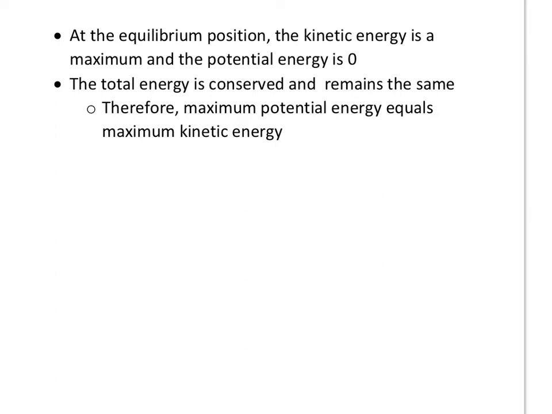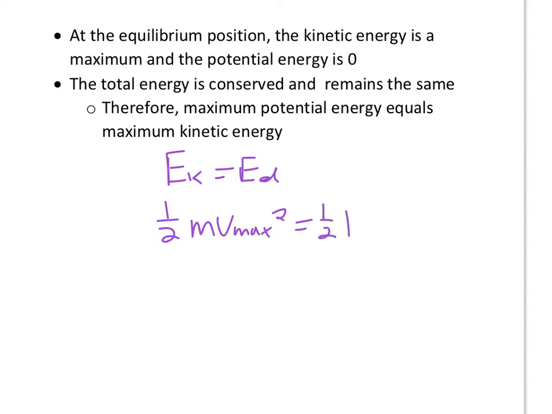Think back to the graphs that we were looking at. The block moved fastest at the equilibrium position, so that's where you'll have maximum kinetic energy. Because total energy is conserved and remaining the same, the maximum potential energy equals the maximum kinetic energy. So what that tells us is that EK will equal EEL, so 1/2 M Vmax squared, because your maximum kinetic energy is when your speed is at a maximum, will equal 1/2 K A squared. And remember, the amplitude is your maximum displacement.